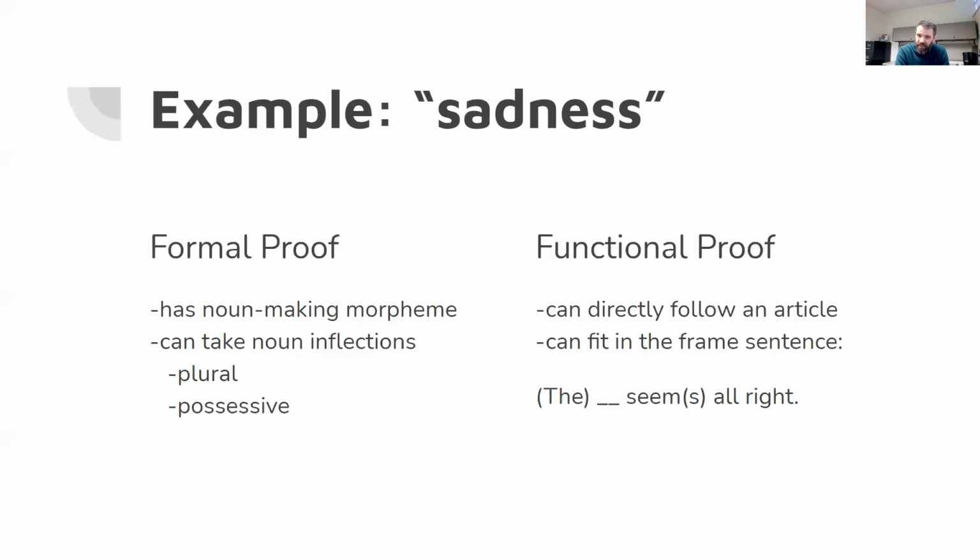Possessive, the sadnesses. I don't know that we could say that sadness could possess or own something, but maybe. So it's a little bit weaker in that sense. Can it follow an article? Yes, the sadness. I experienced a sadness, maybe. Can it fit the sentence? The sadness seems all right. Yeah, I don't know that we'd say sadness is all right, but grammatically it could function.